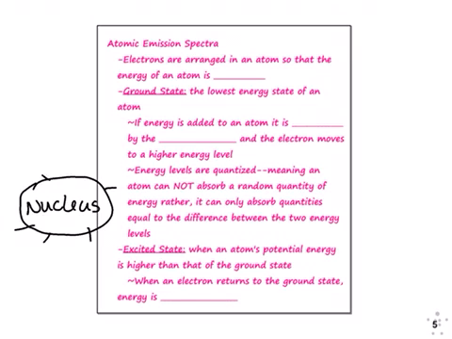So electrons are arranged in an atom so that the energy of the atom is low. This is so that atoms can maintain stability. If their energy is high, they're unstable.